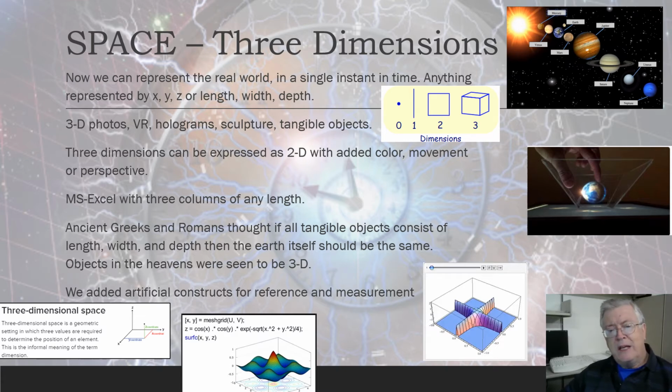So continuing talking about space, now we have 3 dimensions. We can represent the real world in a single instant in time. Anything represented by x, y, z, or length, width, and depth. You have 3 axes now. So anything that can be measured as length, width, and depth. So you pick up a rock and it has length, width, and depth.